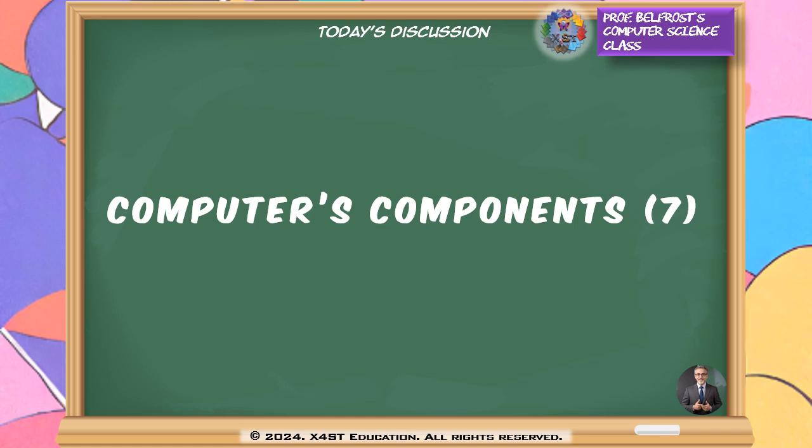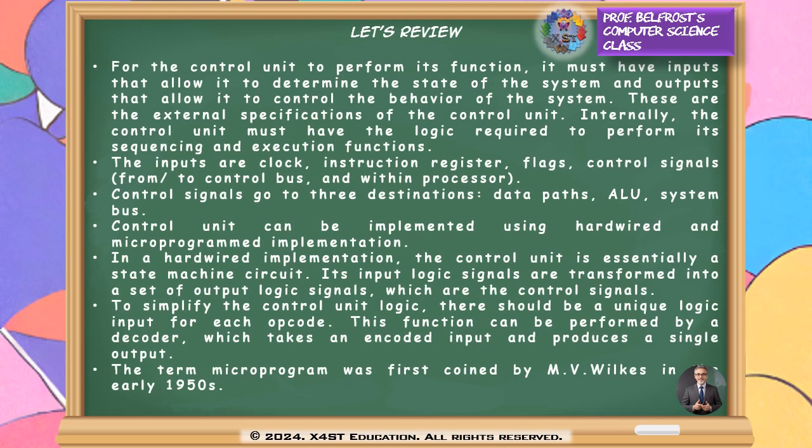Okay, so here is a bit of recap for you to refresh. For a control unit to perform its function, it must have inputs that allow it to determine the state of the system and outputs that allow it to control the behavior of the system. Inputs are clock, IR, flags, and control signals.